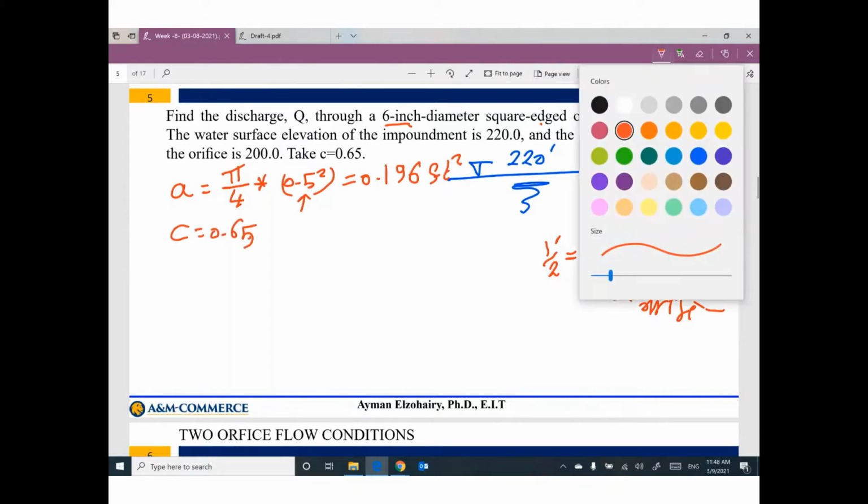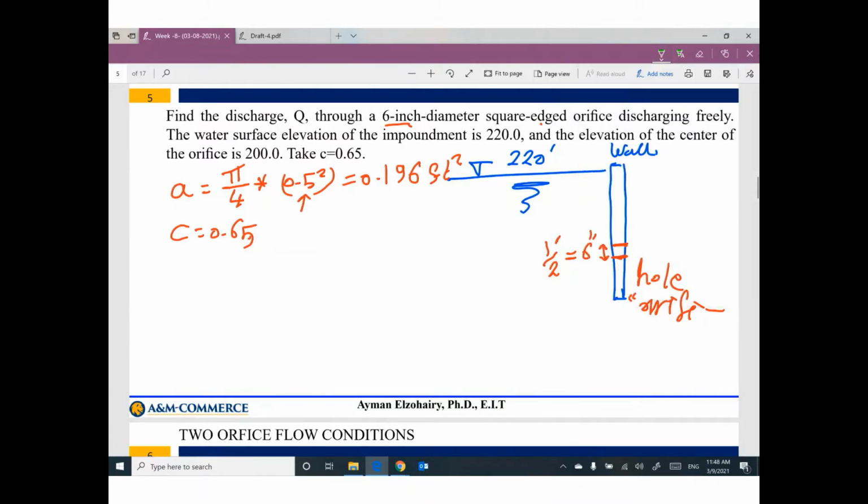One more piece of information is given here: the elevation of the center of the orifice. At this center, the elevation is 200. Can anybody tell me the H value? What is the height between the center of the orifice and the water surface? H will equal 220 minus 200. It will be 20 feet.